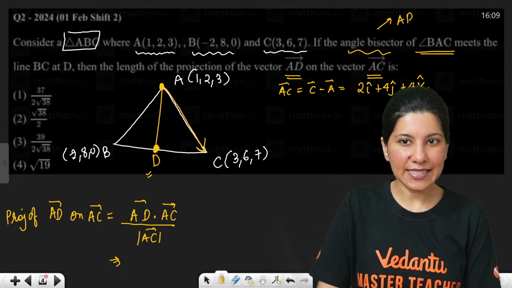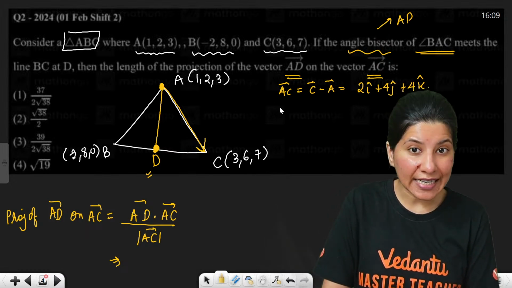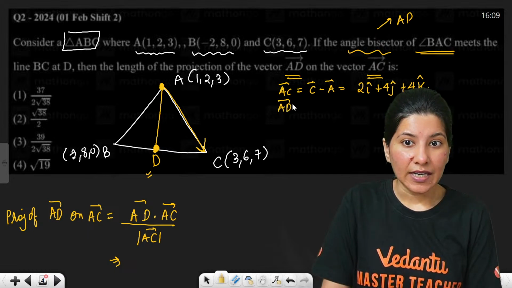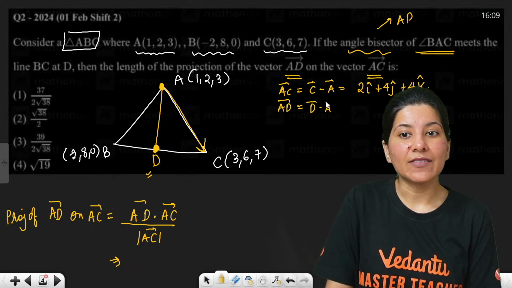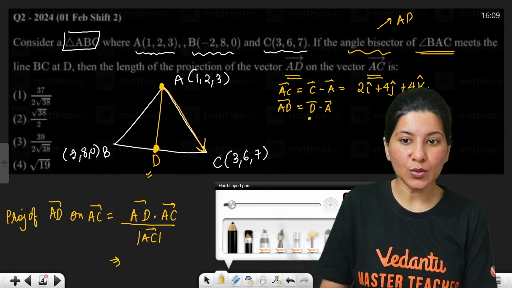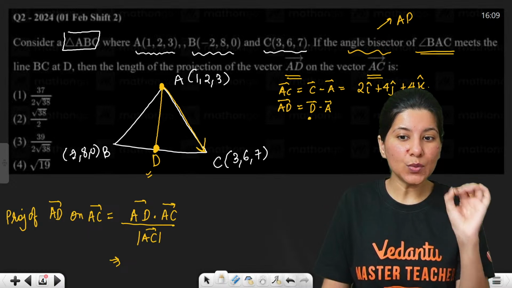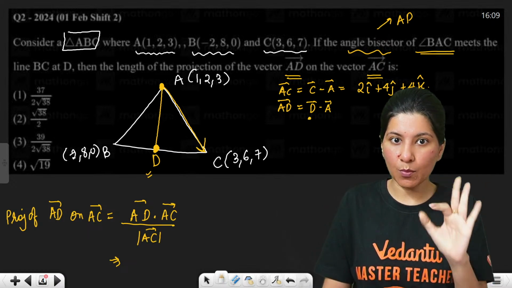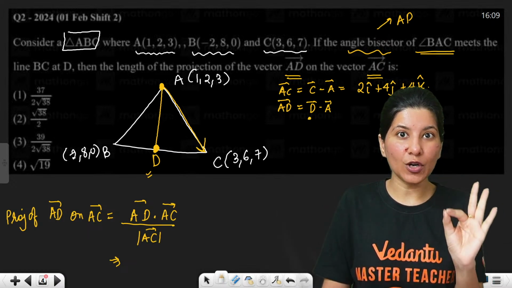So yes, this is your AC vector. Now to get the AD vector, AD vector will be D vector minus A vector. How to get this D? Are you able to think about that? How to get D? I'll be using one very interesting and important fact for the angle bisectors.